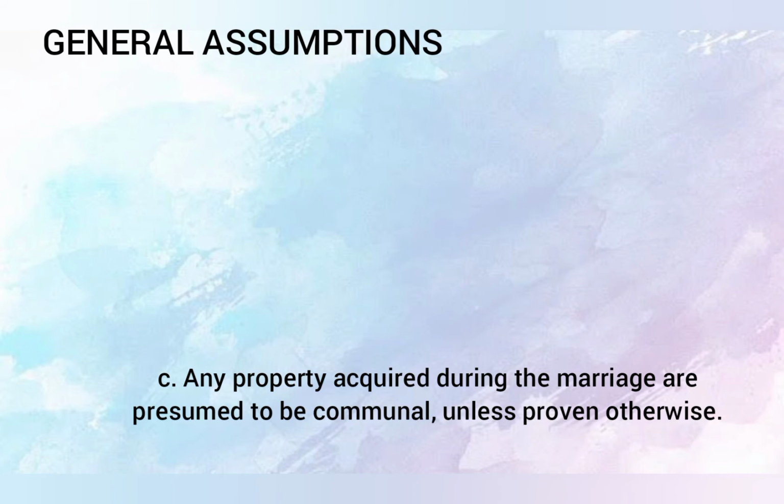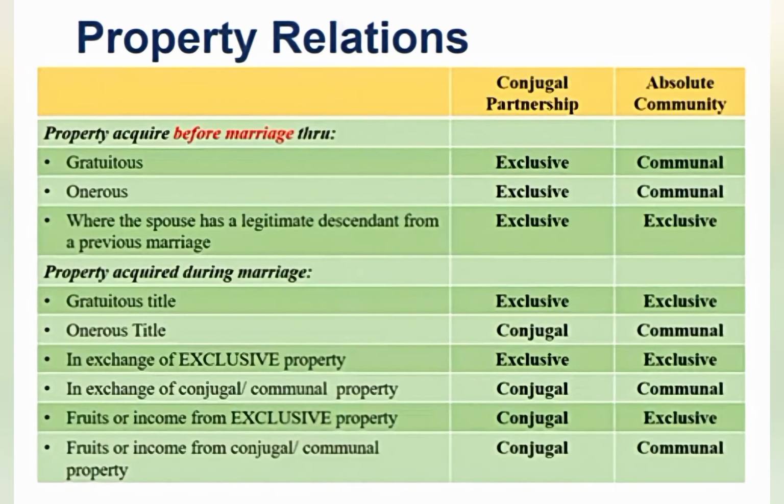Another assumption, any property acquired during the marriage are presumed to be communal unless proven otherwise. So when the couple bought something, the presumption is that the property that they bought belongs to them conjugally or communally. So unless proven otherwise, the assumption is the property they bought is for communal or conjugal use. So here is the table which summarizes the rules whether the property is conjugal or absolute community.